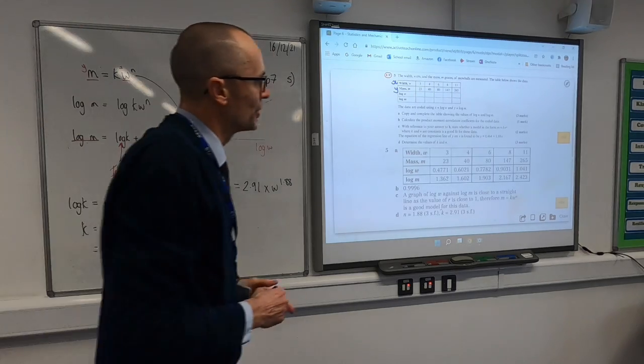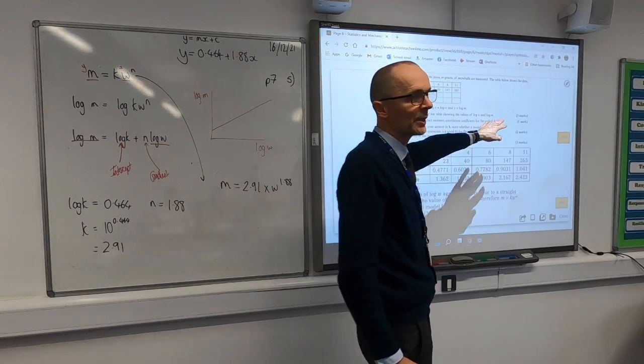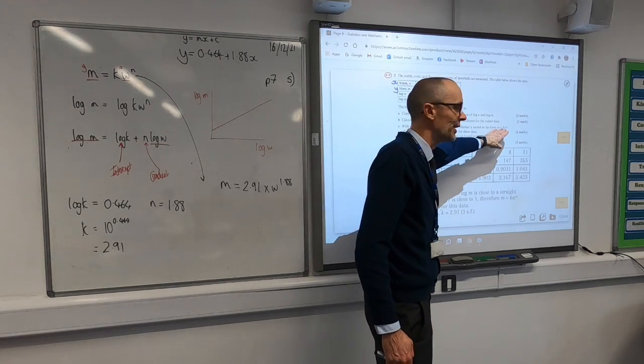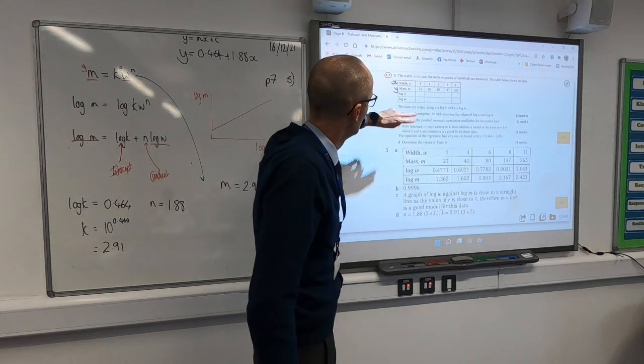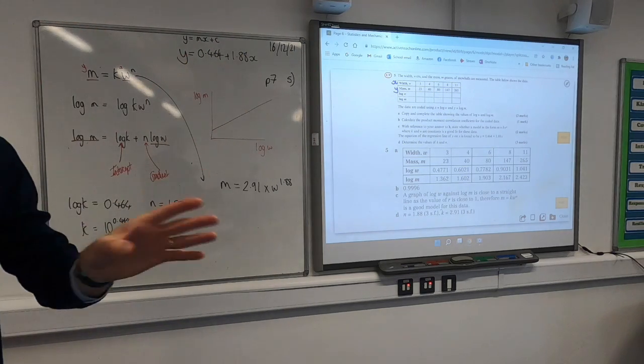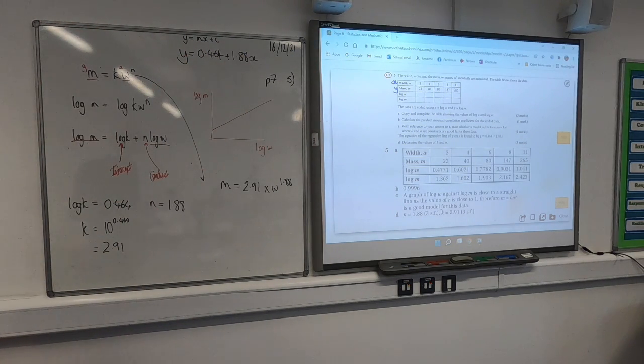How did we know it was a power relationship, not exponential? Well, we're given that in the question. So we're told that it's a power relationship, not exponential. And we're also given the clue here, but I can never remember which one needs both logs and which one needs only one log axis. Okay.